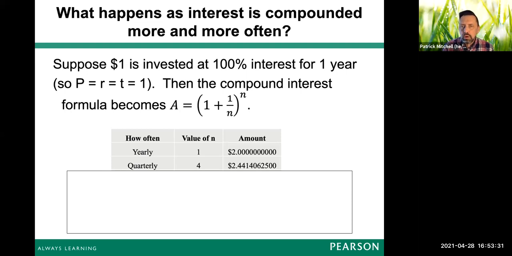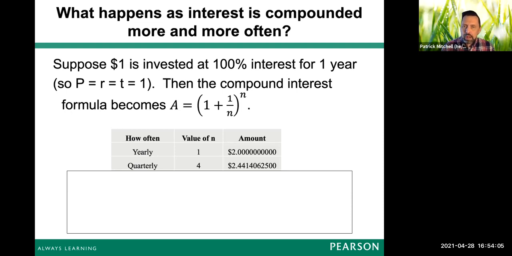Now, if I do it quarterly, this is where it starts to get a little more complicated, because at the end of April, I'm going to give you 25% interest. So that would give you $1.25. And then at the end of June, I'm going to calculate 25% interest of your $1.25. So you will end up with more than $1.50. This is where compound interest starts to make you a little bit more money.